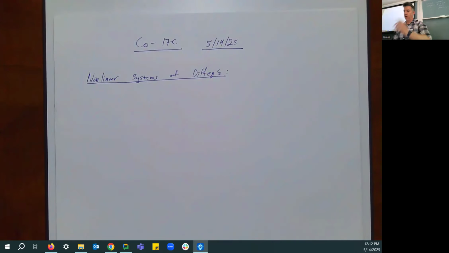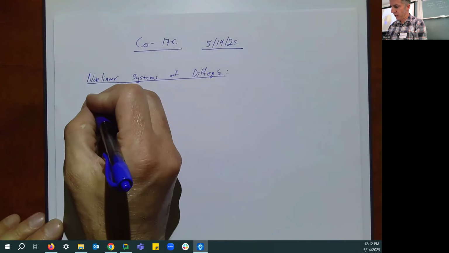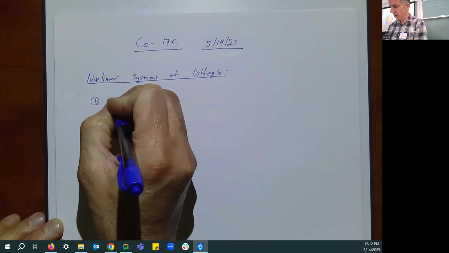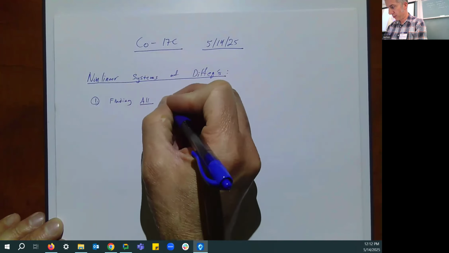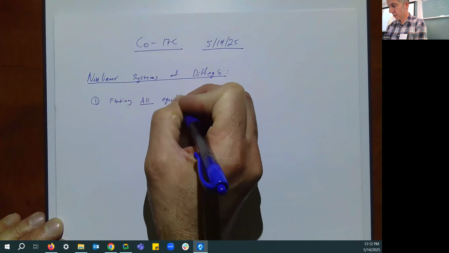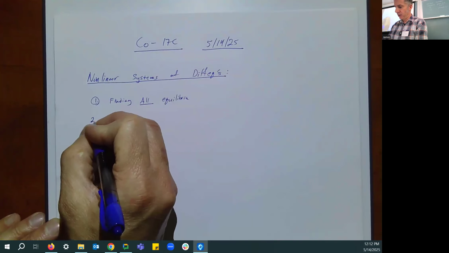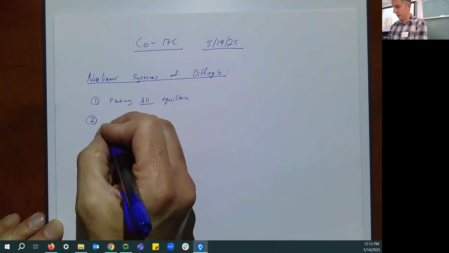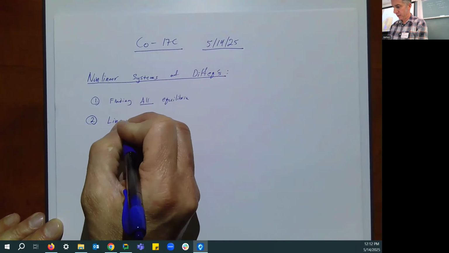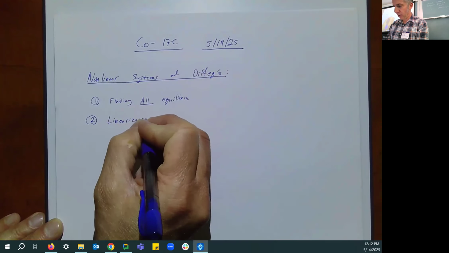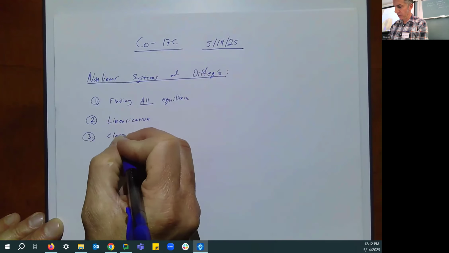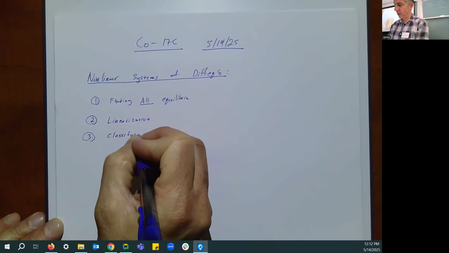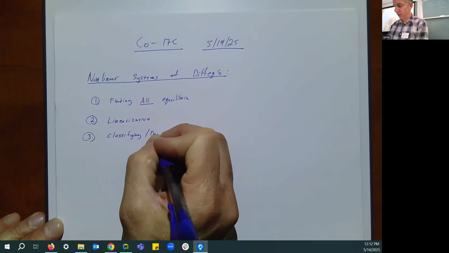So typically, what we're going to talk about is three different things. The first thing is just finding all the equilibria. The second thing, which is not super duper important, but is important, is the linearization process. And finally, the third thing is going to be determining stability.